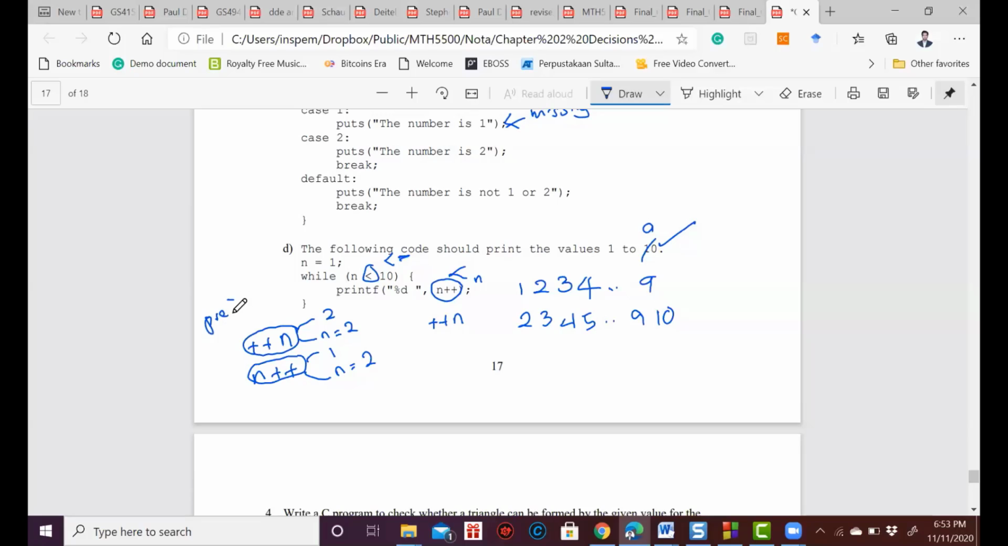So the mistake here, doctor, is just the single less than sign. It should be less than or equal. That's the mistake here, right? Yes, change to less than or equal. Or one more: if you change it like this, less than 11 without equal to 11.